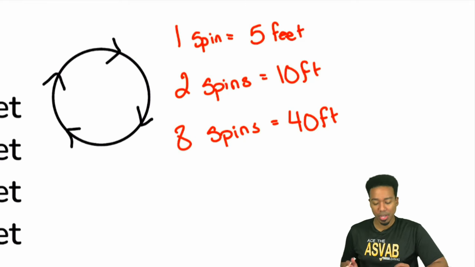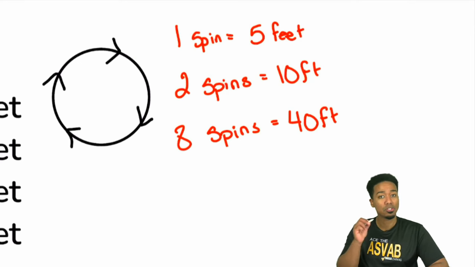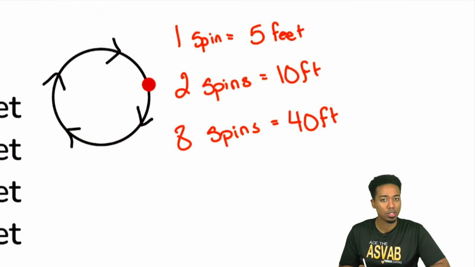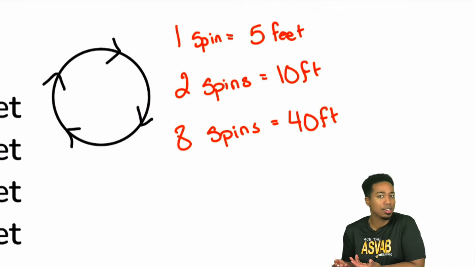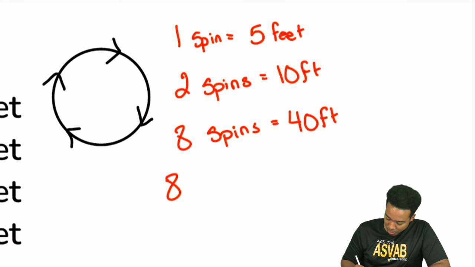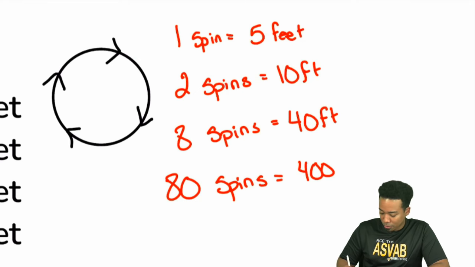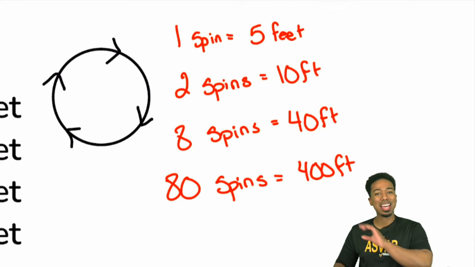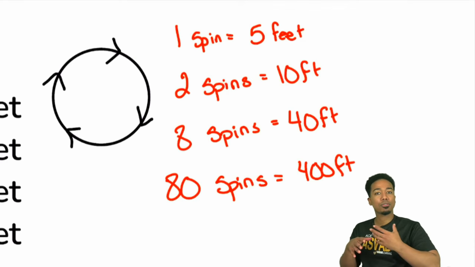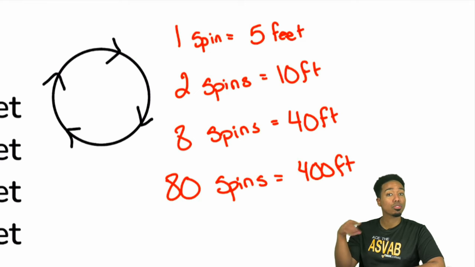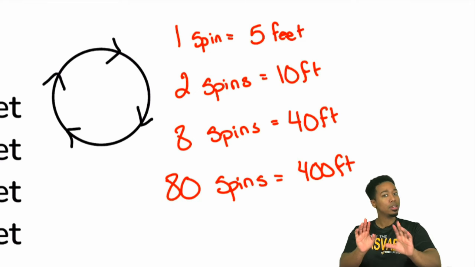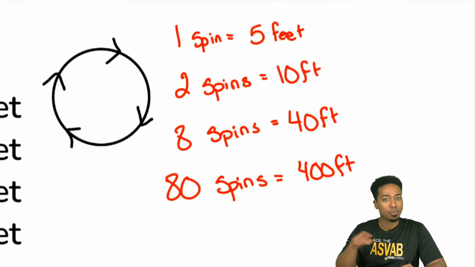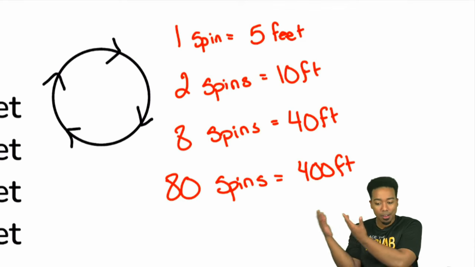So what does that mean, everybody? What this means is that if we want to find 80 rotations, 80 revolutions, we just need to find how far we go after one revolution and then multiply it by 80. Because that's exactly what will happen here. For 80 spins, in this case, we would take that 5 feet times 80, and that would be 400 feet. My party people, does the example that I'm giving here make sense? If we want to find the distance you go after a certain number of revolutions, let's find one revolution first, one spin, and then we just multiply that by 80.